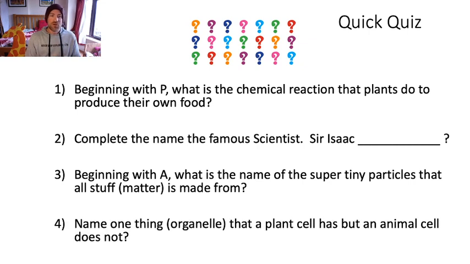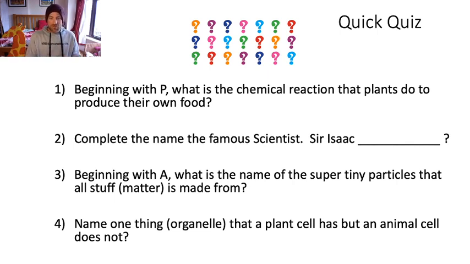Okay, question 4. Name one thing. By thing, I mean an organelle. A structure in a cell that plant cells have, but animal cells don't. So, animal cells, plant cells, they've got stuff in them. Now, plant cells have got extra stuff that animal cells don't. Can you name this? You've got 3 to go at here. I just want one. So, one thing that a plant cell's got, but an animal cell hasn't, please.